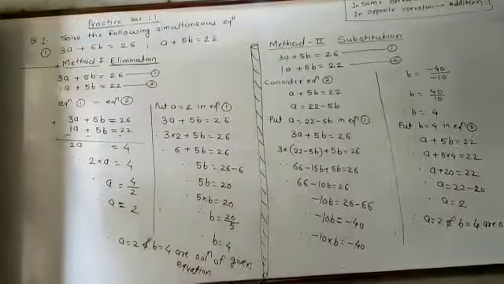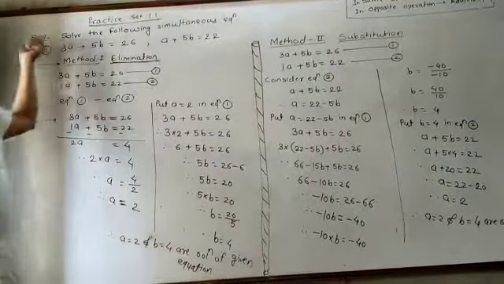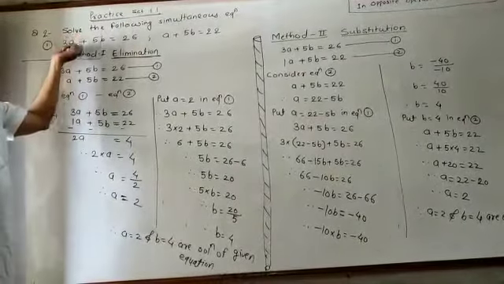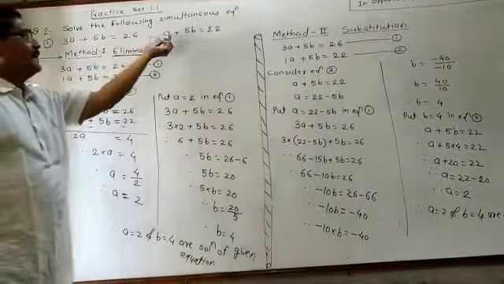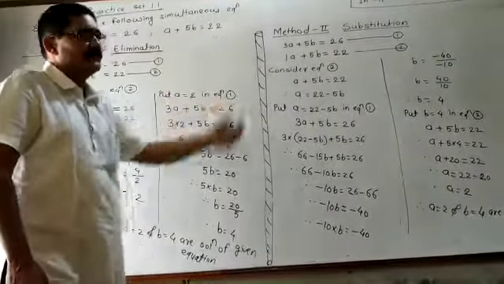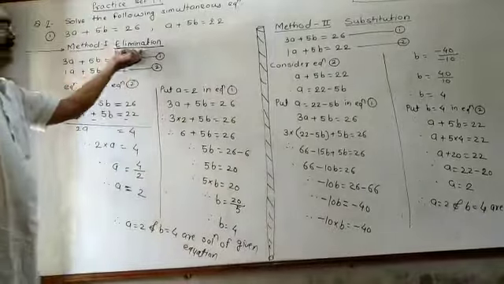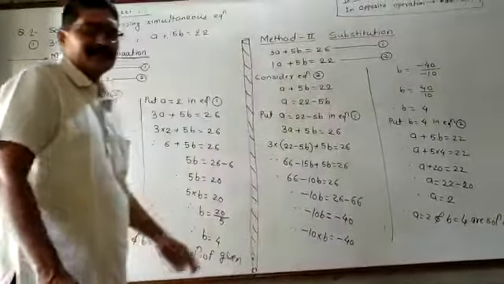You have to start with practice set 1.1. Question number 2. Solve the following simultaneous equations: 3a plus 5b is equal to 26, a plus 5b is equal to 22. You have to solve this same example by the method of elimination and also by the method of substitution.